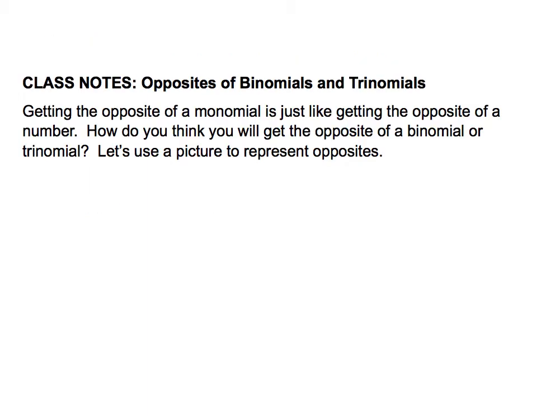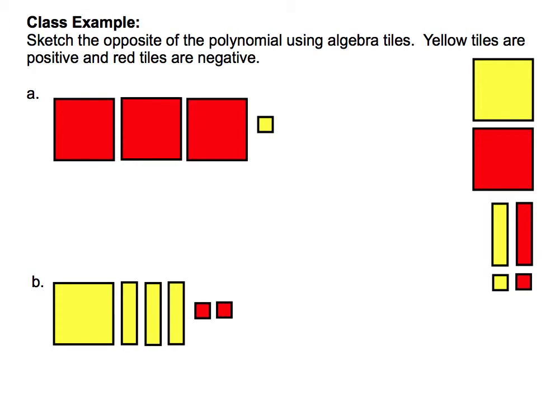So we talked about numbers and we've just talked about monomials, but what about binomials and trinomials? Getting the opposite of a monomial is just like getting the opposite of a number. But let's see, using pictures, what the opposite of a binomial and a trinomial look like. So I'm going to use this example here. If I want to sketch the opposite of the polynomial using the algebra tiles, my yellow tiles are positive and my red tiles are negative. In your little workbook, you have a different legend. I think white is positive and black is negative.